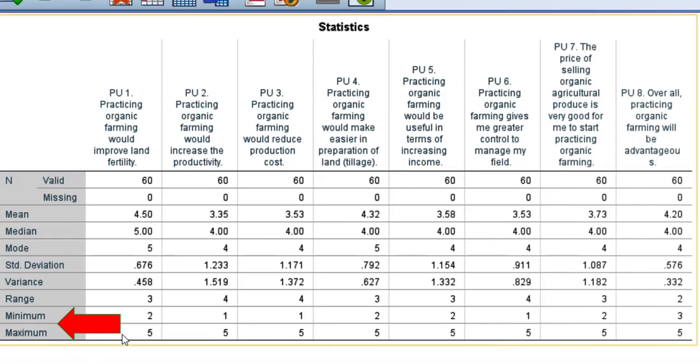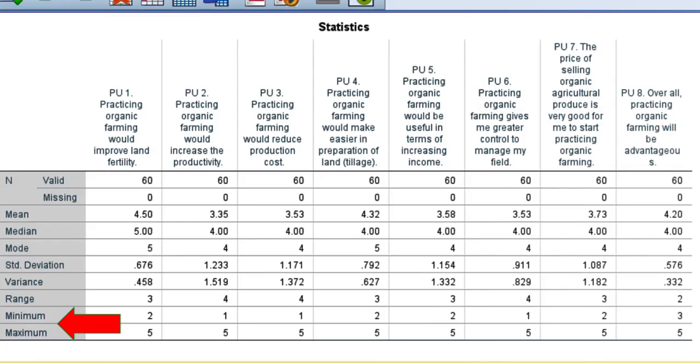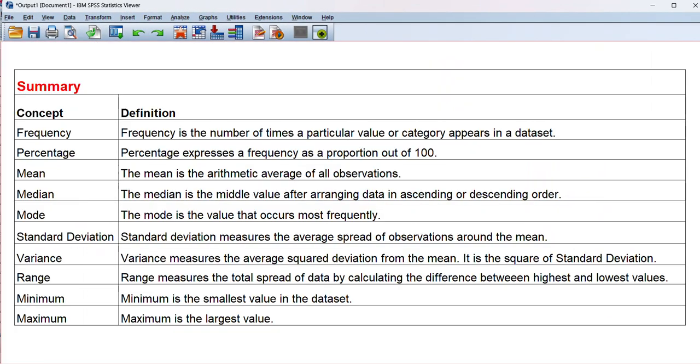Maximum indicates the largest value, and in this example, the maximum value for all perceptions taken into study is 5. In this manner, you can calculate descriptive statistics.